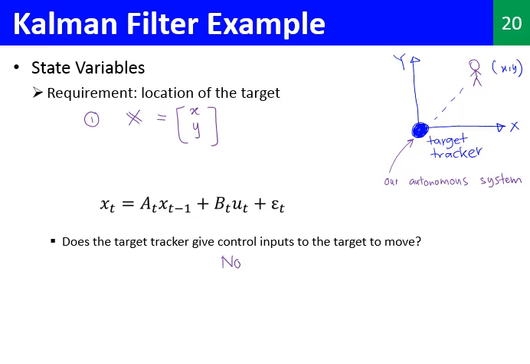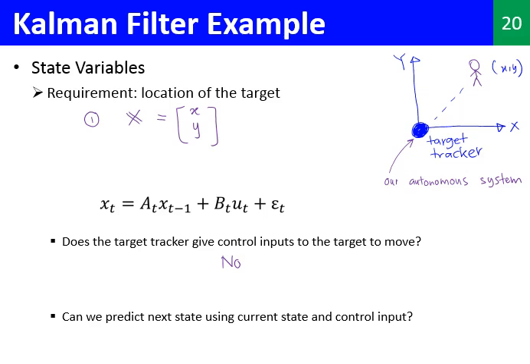The next question: is the state we have chosen a complete state? Or in other words, can we predict the next state using the current state? Now here we don't have to consider control input, as I said before, because there is no control input that the target tracker gives to the target. So what do you think?